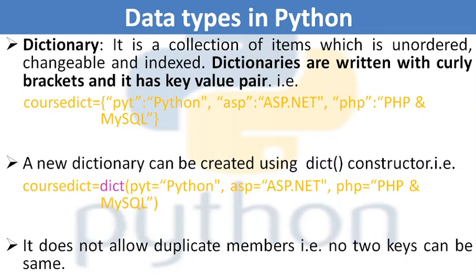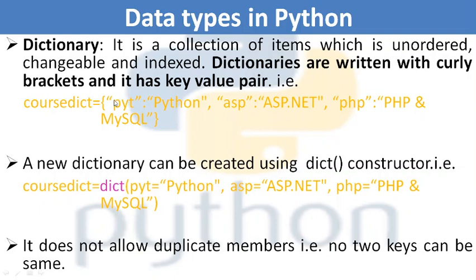Dictionaries are written with curly brackets, similar to the set where we are using curly brackets. But in the case of set, we pass only elements as a value. But in the case of dictionary, we pass a key value pair. Key value pair, that is course Dict. Here within curly braces, this is the key, pyt, and then Python. So this is the value. Again, the second element key is ASP, then ASP.NET values.